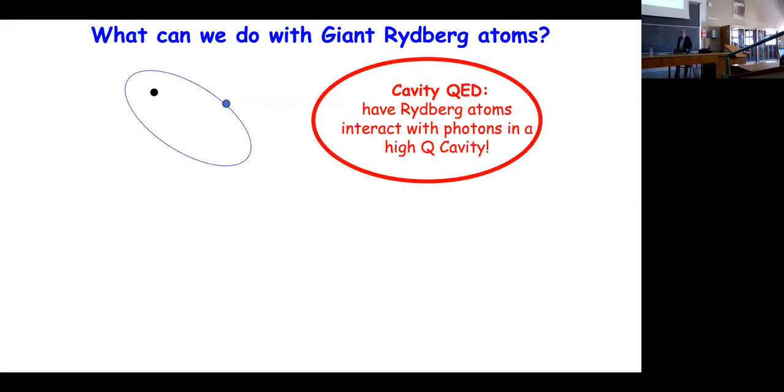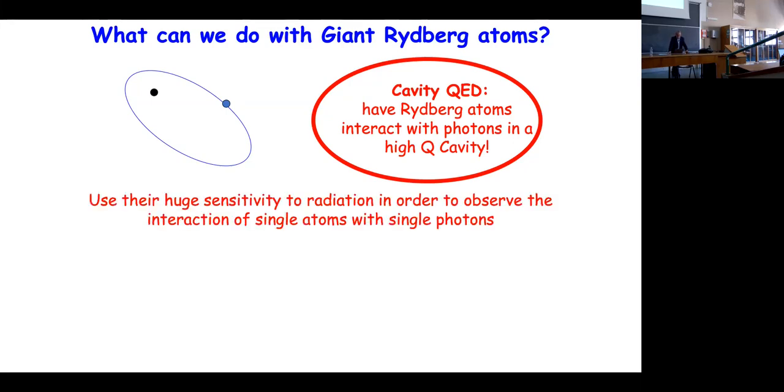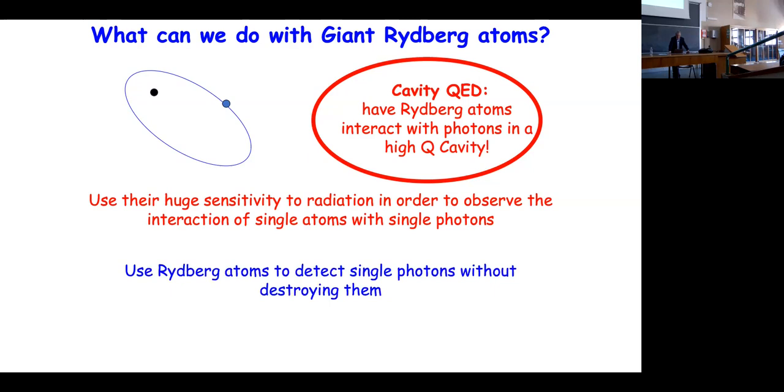So what can you do with these atoms? The first thing we have exploited is that we use their huge sensitivity to radiation in order to be able to observe the interaction of single atoms with single photons. And this is not usually what is done in experiments. Here we really can study this interaction in detail because we have a huge coupling between the atom and the field. As I will show you next week, we can use Rydberg atoms to detect single photons without destroying the photons, the quantum nondemolition method.